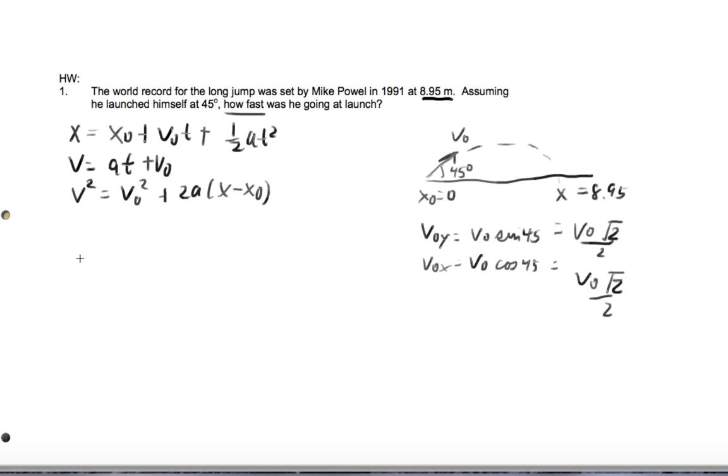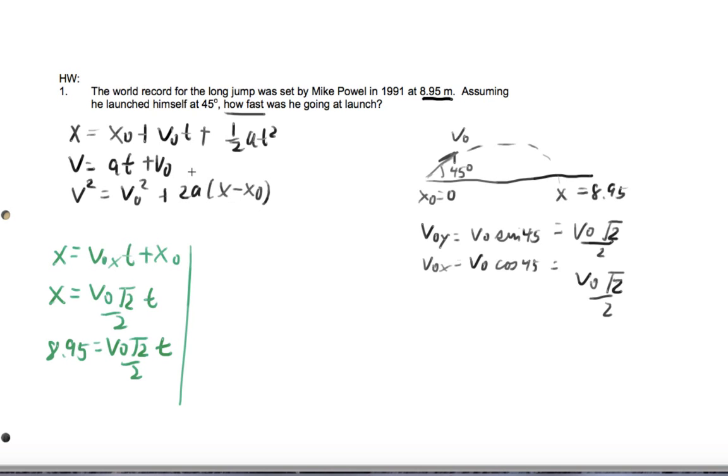So given this fact, what I can now do is write down the x formula, which is simply going to be, and I'll write it in green, x equals v naught x t plus x naught. It's constant velocity, and I'll just plug in what I happen to know. So I know it's v naught times radical 2 over 2 times unknown time. And that's really all I can do with that. I can plug in 8.95 as the number, and I'm left with two unknowns. So there's really not much I can do with the horizontal formula. So what I need to do is really look at what's going on in the vertical direction.